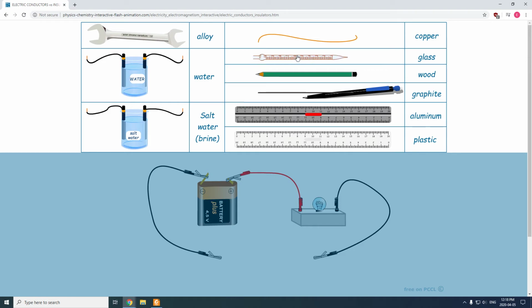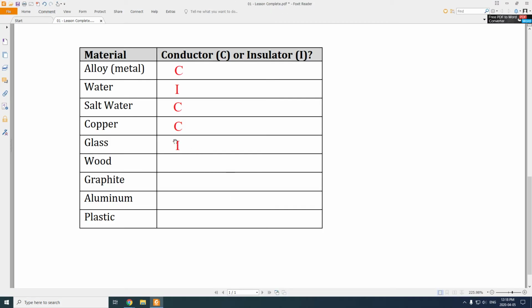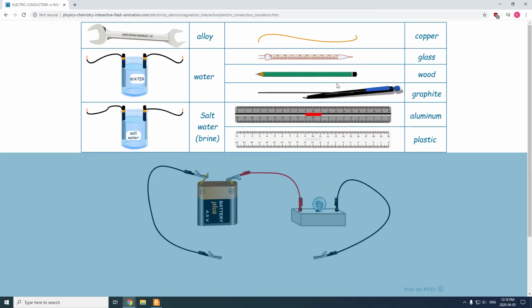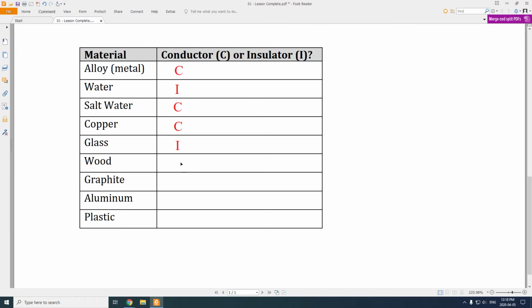Glass. All right, you can take a guess. We'll see what happens. No. So glass is an insulator. You can't make a circuit out of it. You can't make electrons flow down it. Glass is an insulator. All right, a wooden pencil. Take a guess. Nope. If you put a piece of wood in there, it does not allow electrons to flow. It is also an insulator. Can't make a circuit out of it.